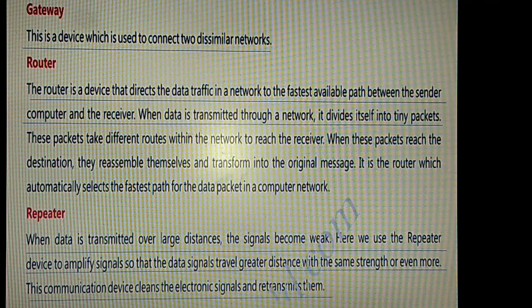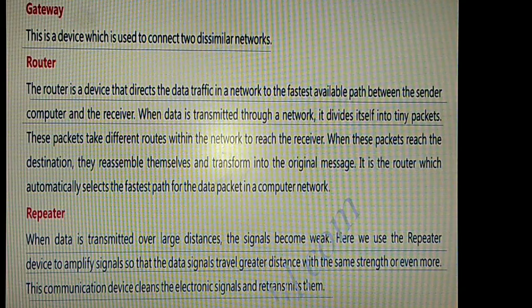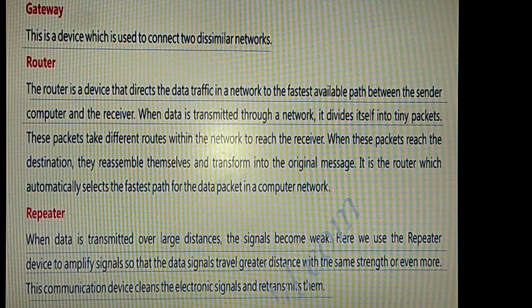So what is a router? A router is a device that helps the data traffic in a network go to the fastest available path between the sender computer and the receiver computer. When data is transmitted through a network, it divides itself into tiny packets. Next comes the repeater.